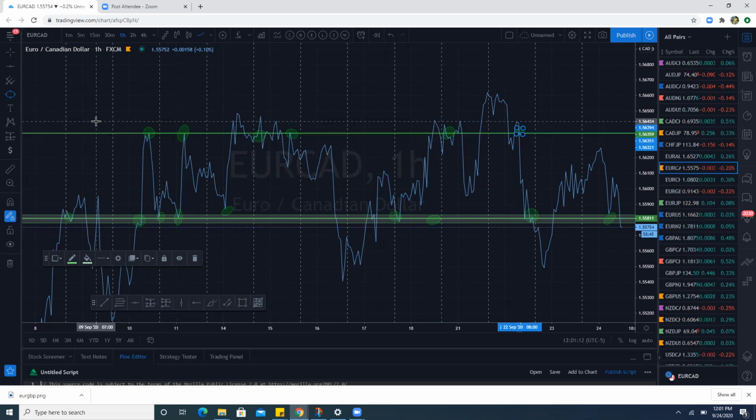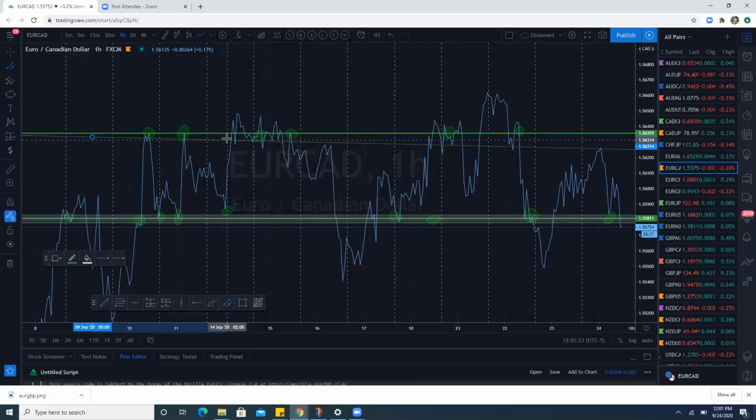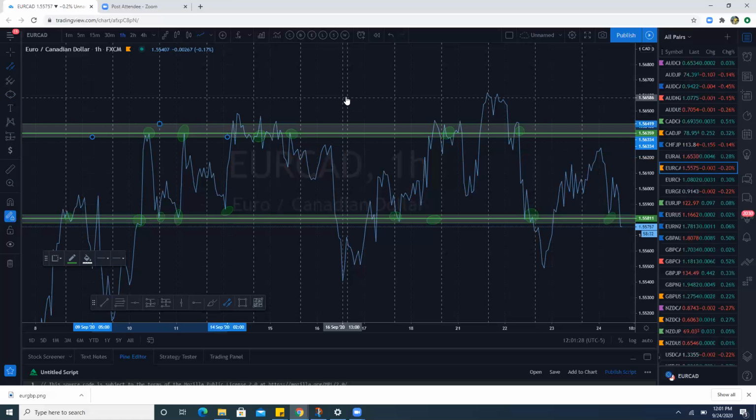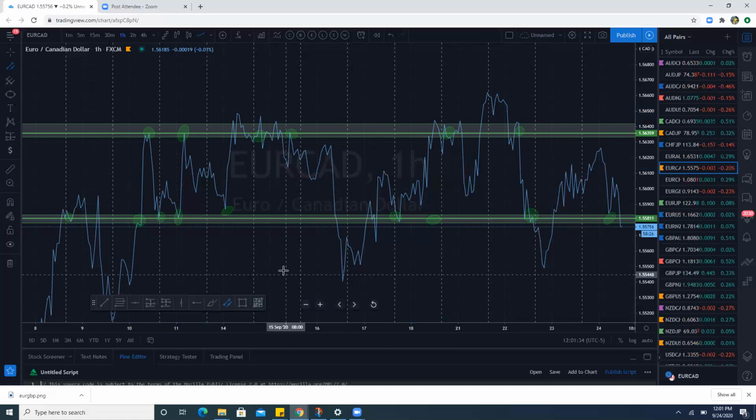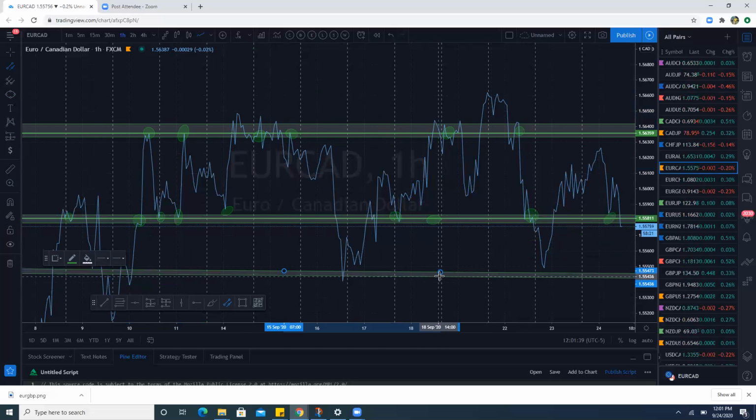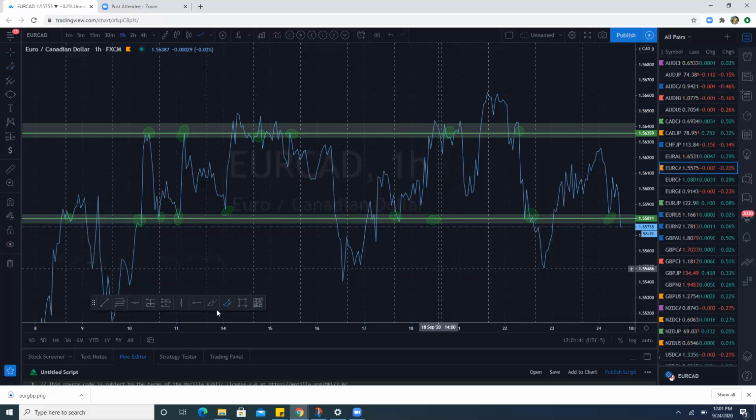Because remember, it's an area. Don't get hung up on the line. I'm just showing you the line because that's the center of the area, but the area is going to encompass this. That would be the area. And then one more. I'm just going to do the area just to make it quicker. It would be this one here.